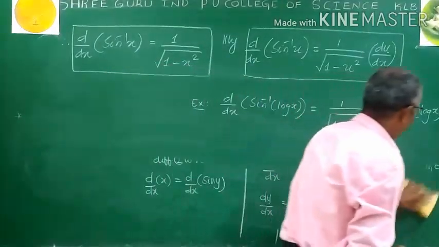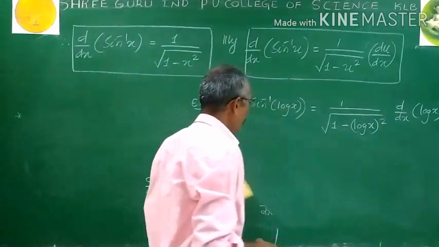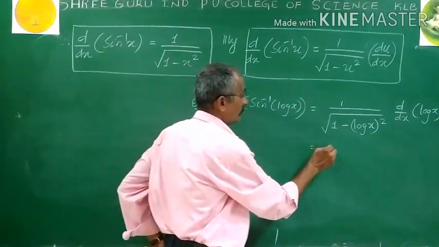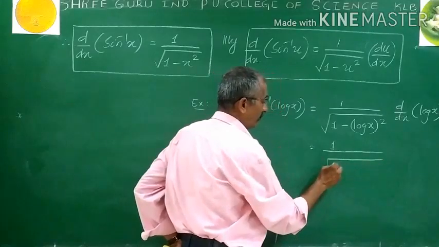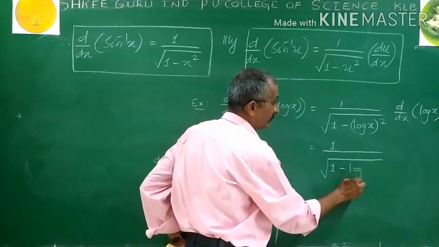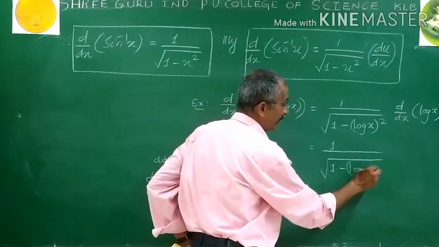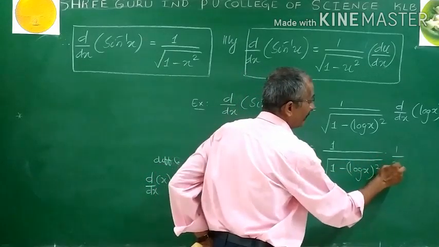Further, one more step can be extended. That is equal to 1 divided by square root of 1 minus log x whole square into differentiation of log x, which by standard formula is 1 divided by x.